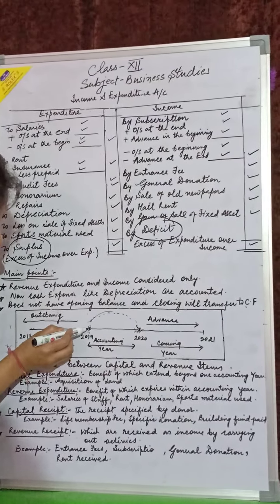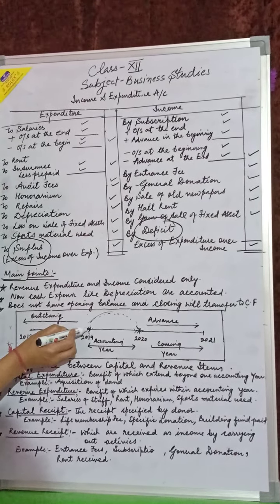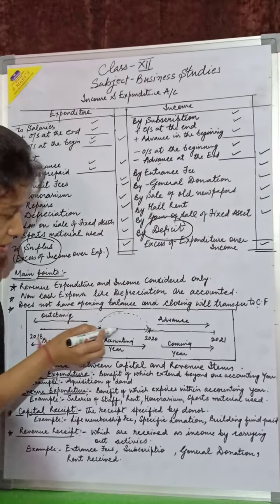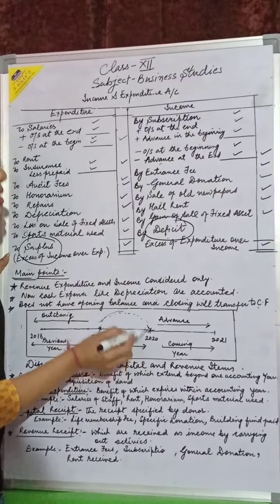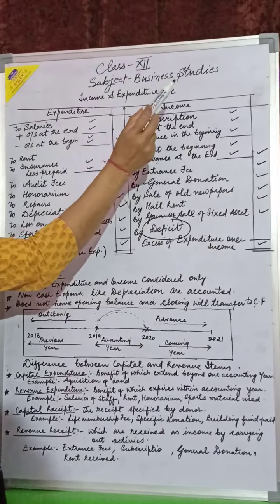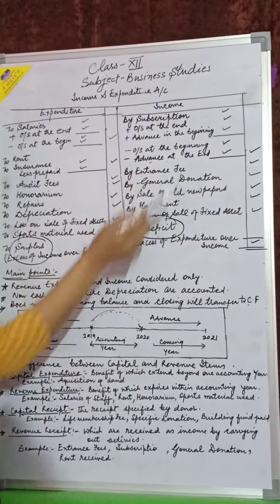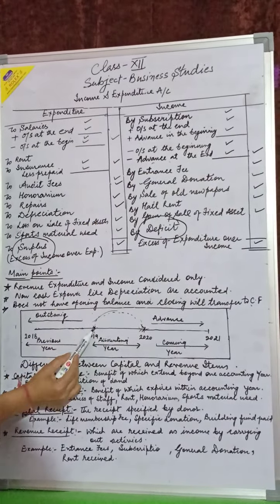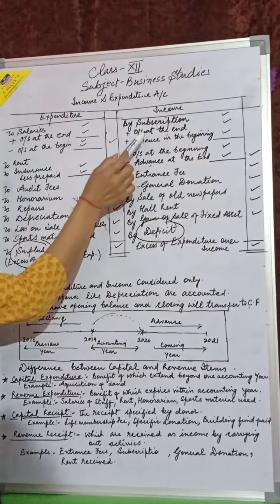So if it is given at the starting of the accounting year, that advance is actually for your concerned year, so it is going to be added. Advance at the beginning will be added. Here, advance at the end will be minus and advance at the beginning will be added.